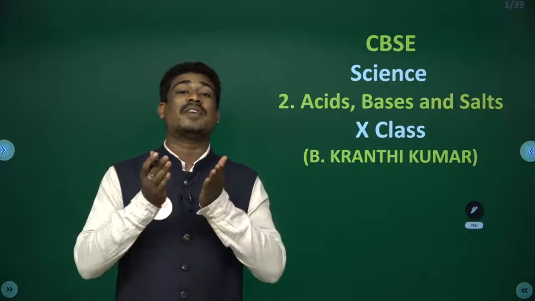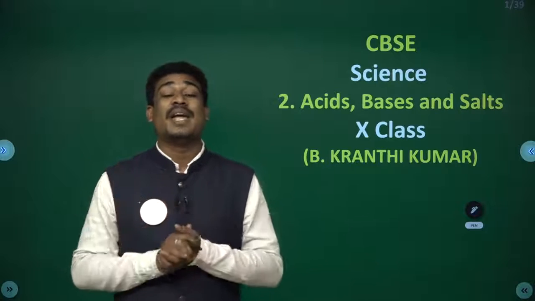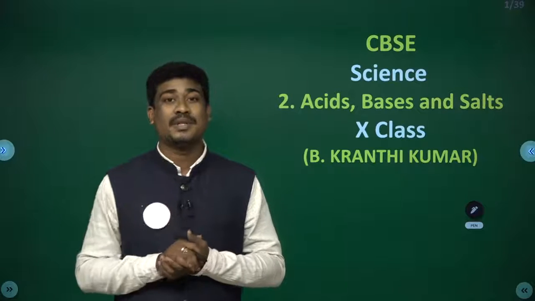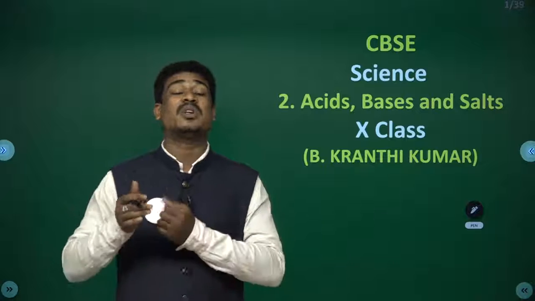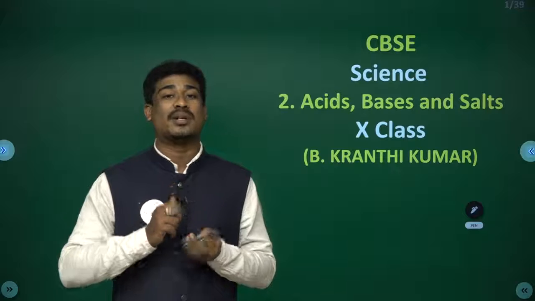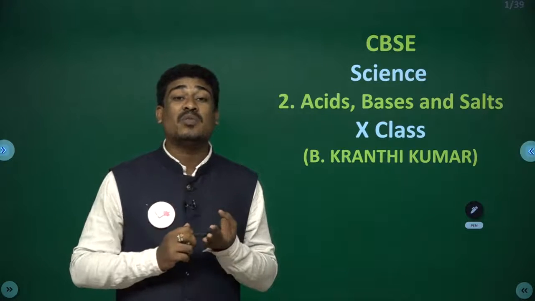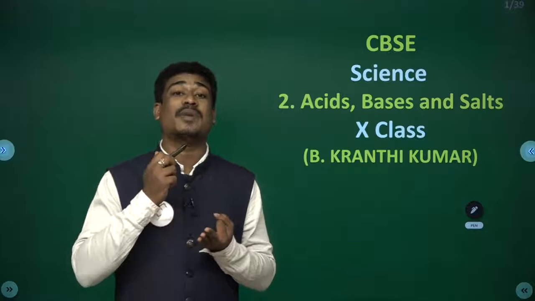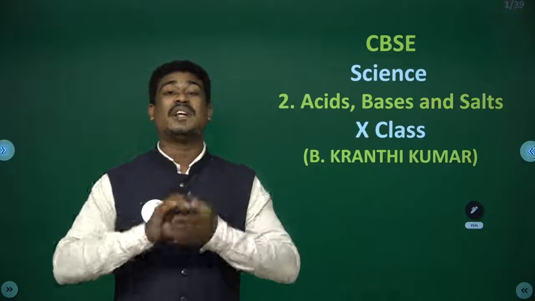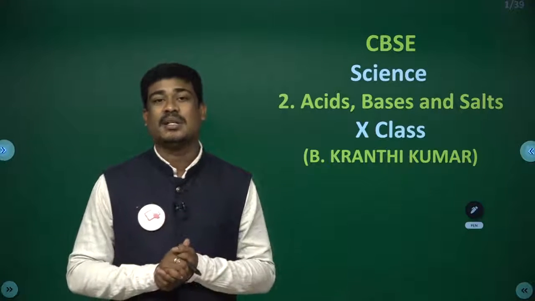A general question was given: if someone in your family is suffering from acidity after overeating, what is the remedy? The options given are lemon juice, vinegar and baking soda. Which one is a remedy for the person suffering from acidity after overeating? Definitely the answer is baking soda, isn't it?